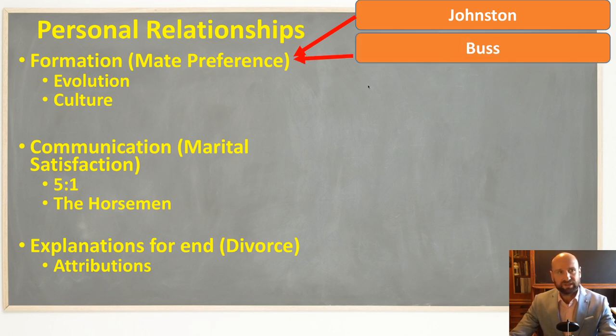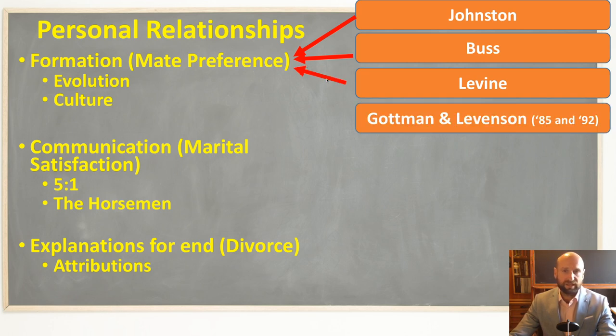Buss's cross-cultural study, again, looks at evolutionary explanations of mate preference. Also, it has a cultural element there as well. And Levine's study is a cultural study looking at the relative importance of love in whom we choose to form a relationship with. Gottman and Levinson, so John Gottman is the key communications researcher in psychology.